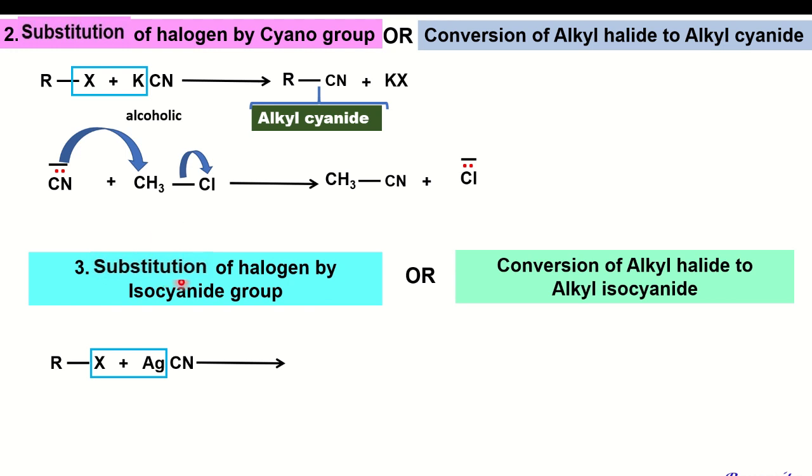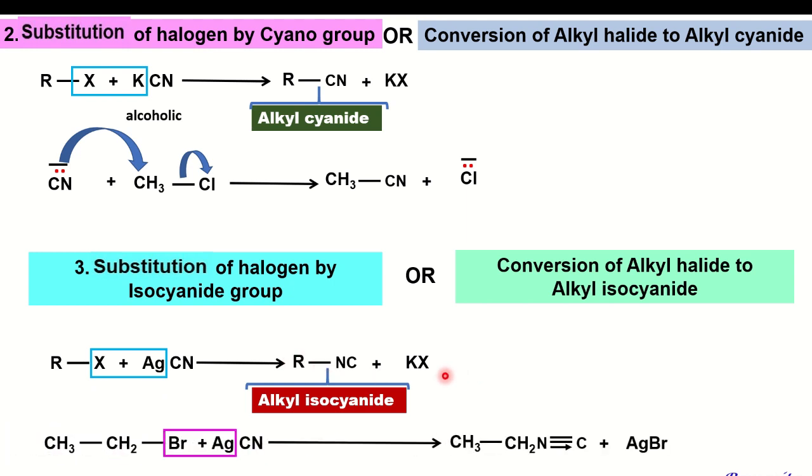Similarly, we can substitute halogen by isocyanide group. So our third substitution reaction is substitution of halogen by isocyanide group, or conversion of alkyl halide to alkyl isocyanide. Aqueous ethanolic solution of alkyl halides on heating with silver cyanide yields alkyl isocyanide plus AgX. This is ethyl bromide. So ethyl bromide reacts with silver cyanide to give ethyl isocyanide plus silver bromide.